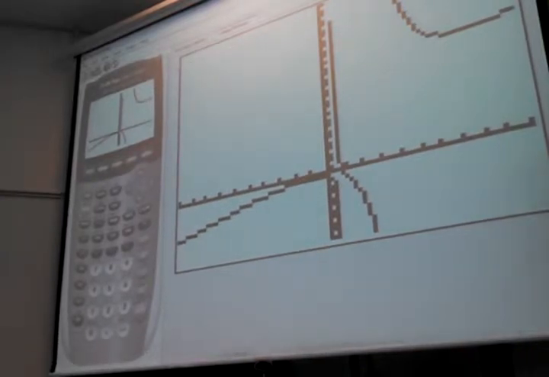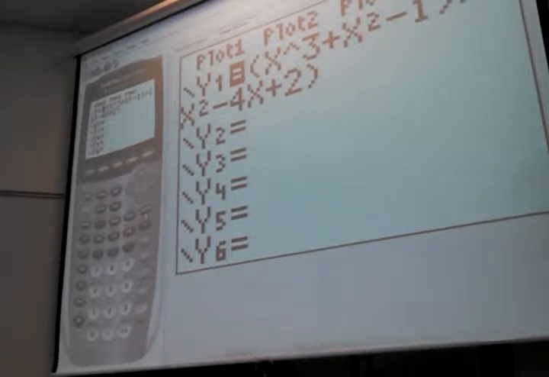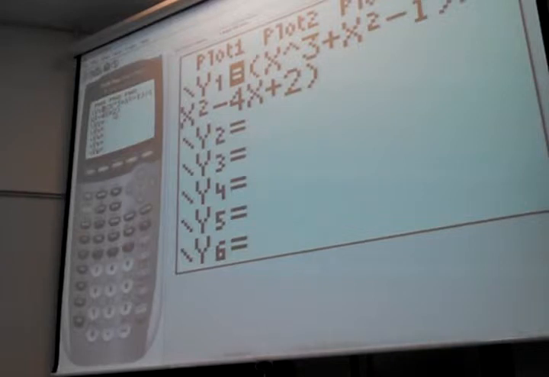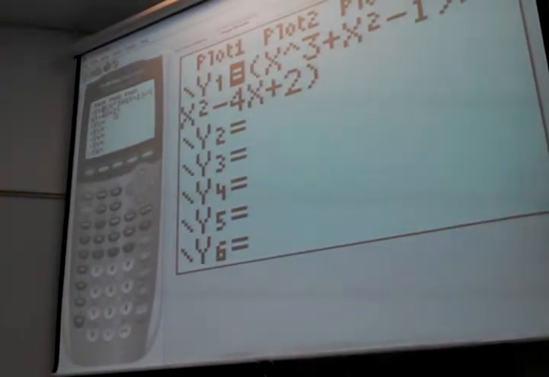No, mine didn't look anything like that when you had the standard window. Alright, so double check. Mine looks like yours: x cubed plus x squared minus 1 over x squared minus 4x plus 2. And did you put parentheses around the bottom? Yeah, but mine still doesn't look like that. Graph. It does. Yours is just having a little trouble for some reason at one of the points. His looks just like it. Yours is just having some trouble. Sometimes, well, yeah. So let me see.